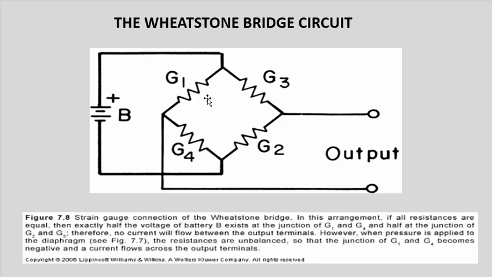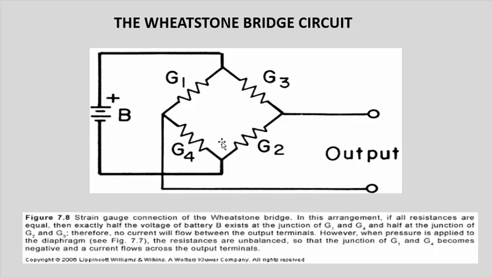However, as soon as you stretch G1 and G2, you imbalance the circuit, and then the circuit registers a flow from that battery. Let's again have a look at the legend, strain gauge connection of the Wheatstone bridge. In this arrangement, if all resistances are equal, then exactly half the voltage of battery B exists at the junction of G1 and G4, and half, therefore no current will flow between the output terminals.